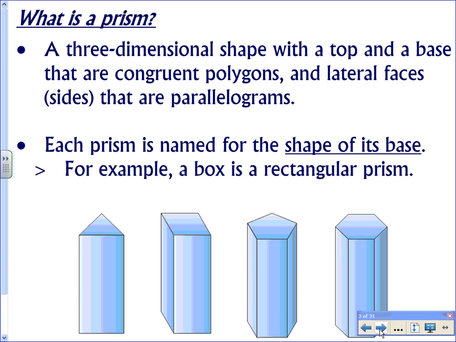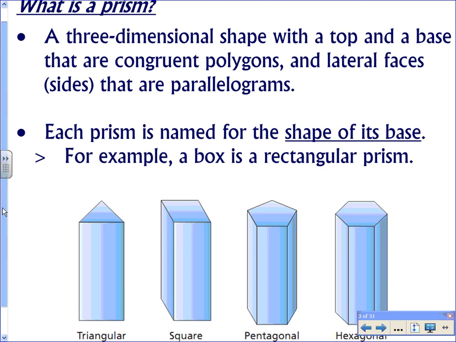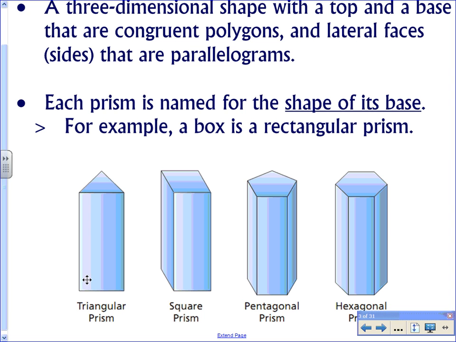It's just a three-dimensional shape with a top and base that are congruent polygons. These are usually just referred to as the bases. They're always going to be congruent to each other, meaning that all the sides are the same length, and their areas and perimeters are the same. Then all the other lateral faces or sides are parallelograms, and in this case they're all going to be rectangles.